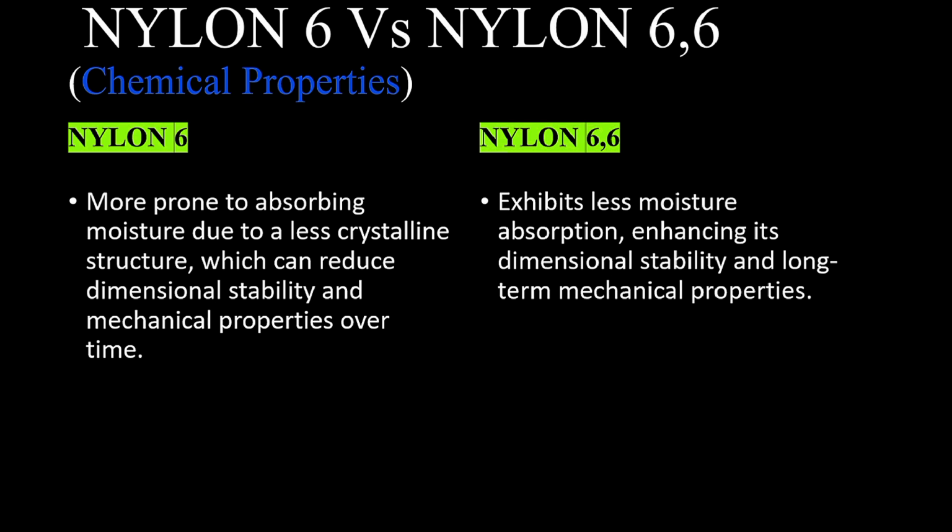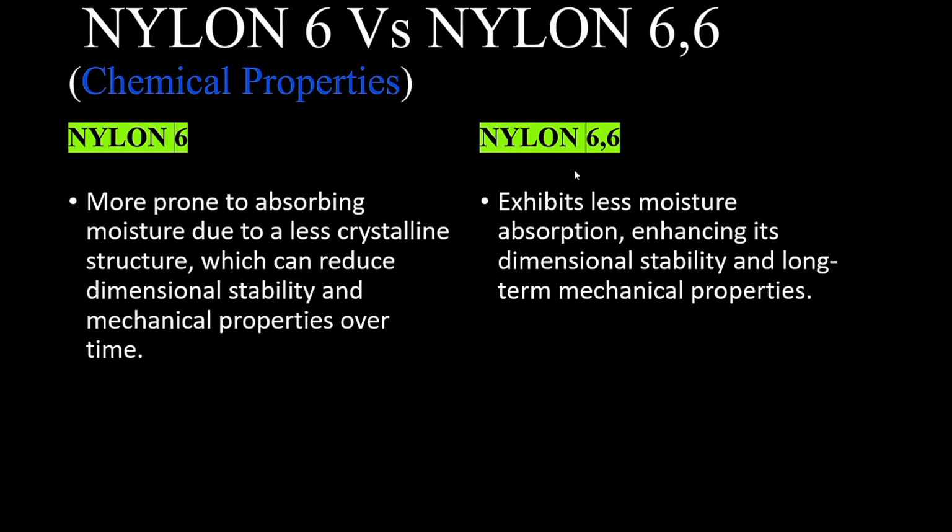Fourth is the difference with respect to chemical properties. Nylon 6 is more prone to absorbing moisture due to its less crystalline structure, which can reduce dimensional stability and mechanical properties over time. As in previous slides, we have discussed it has a lower melting point of 215 as compared to nylon 6,6. So it is more prone to absorbing moisture due to its less crystalline structure, which can reduce dimensional stability and mechanical properties over time.